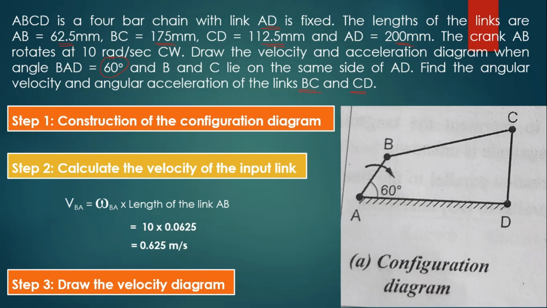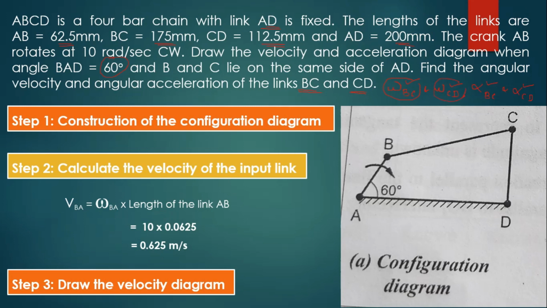So what they are asking: find the angular velocity and angular acceleration. The angular velocities are omega BC and omega CD, the angular velocities of BC and CD, whereas the angular accelerations are alpha BC and alpha CD. So we have to find omega BC, omega CD, alpha BC and alpha CD. Already we discussed how to calculate omega BC and omega CD.